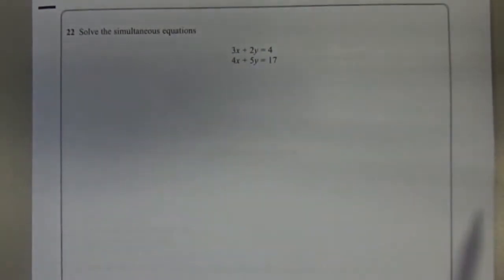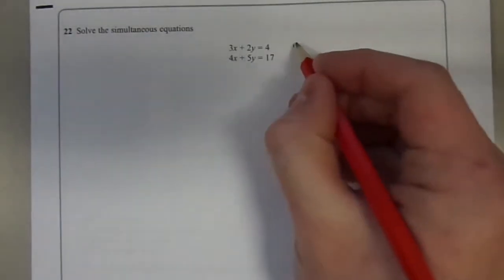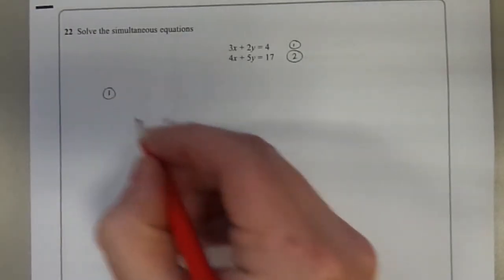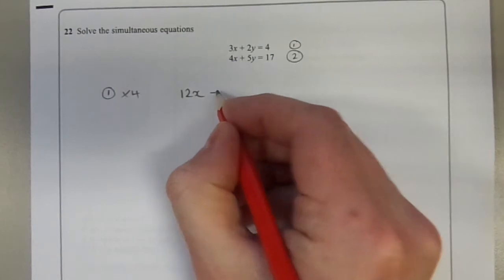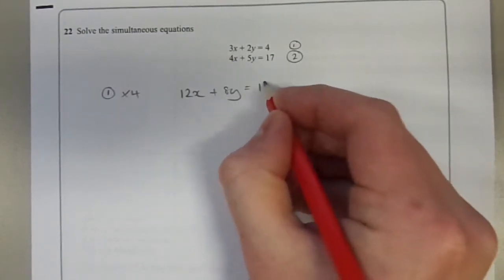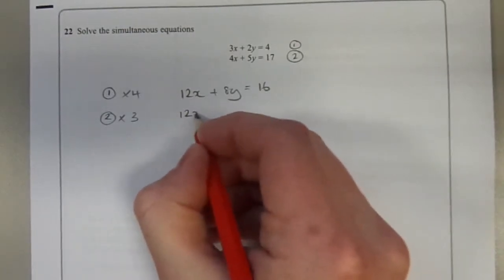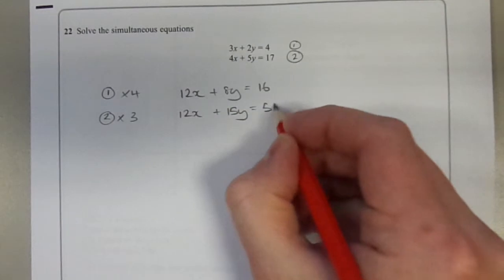So before we either add them or subtract them, we're going to have to change them. In this case, there's a couple of ways of doing it. The way I'm going to do it is I'm going to multiply the first equation by 4 to give me 12x plus 8y equals 16. And I'm going to multiply the second equation by 3 to give me 12x plus 15y equals 51.